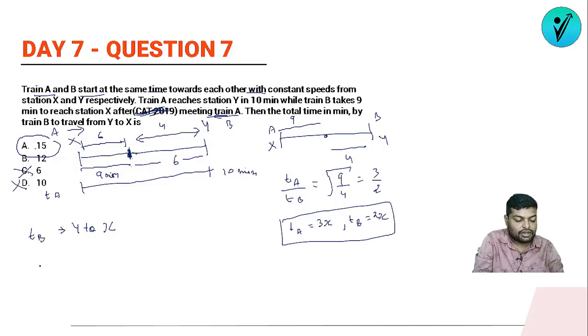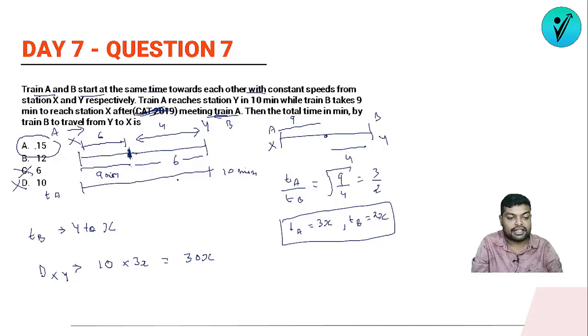Total distance, and distance of X to Y will be what? The time taken by train A is 10 minutes and the speed with which it is traveling is 3x. So we can say that the total distance is what? It is 30x. Now if I'll be putting the value of train B, I'll be getting ये मिल रहा है या नहीं वो चेक कर लेते हैं.